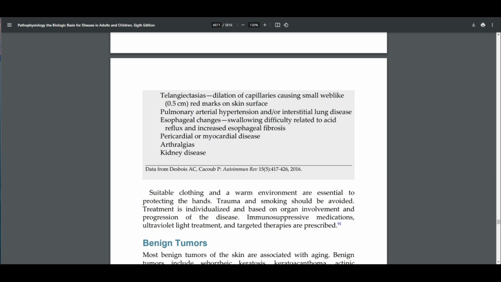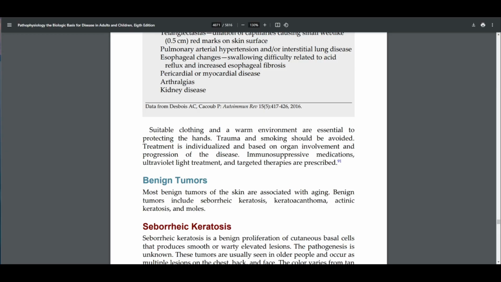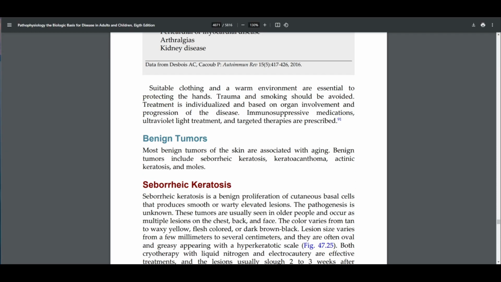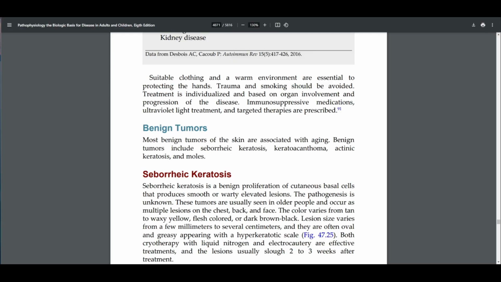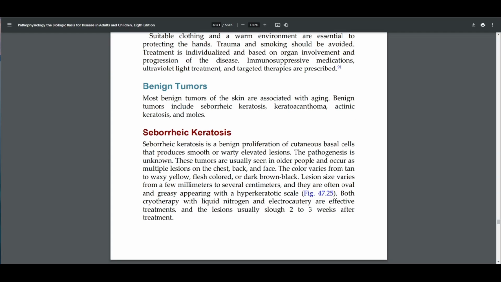Suitable clothing and a warm environment are essential to protecting the hands. Trauma and smoking should be avoided. Treatment is individualized and based on organ involvement and the progression of the disease. Immunosuppressive medications, ultraviolet light treatment, and targeted therapies are prescribed.